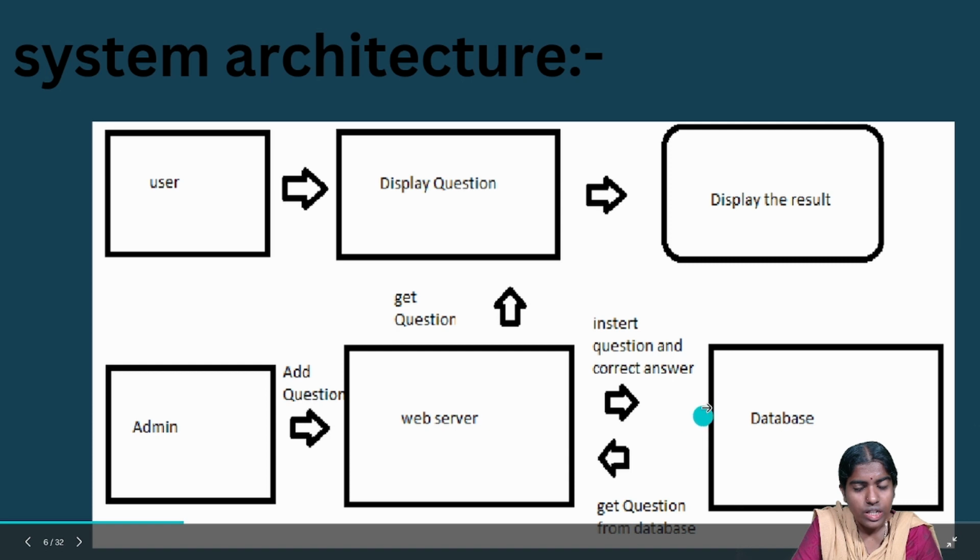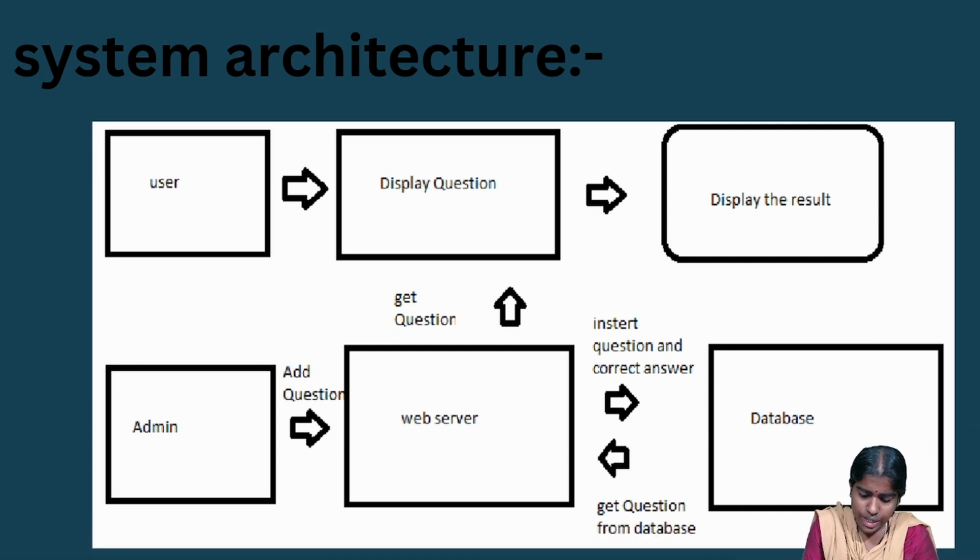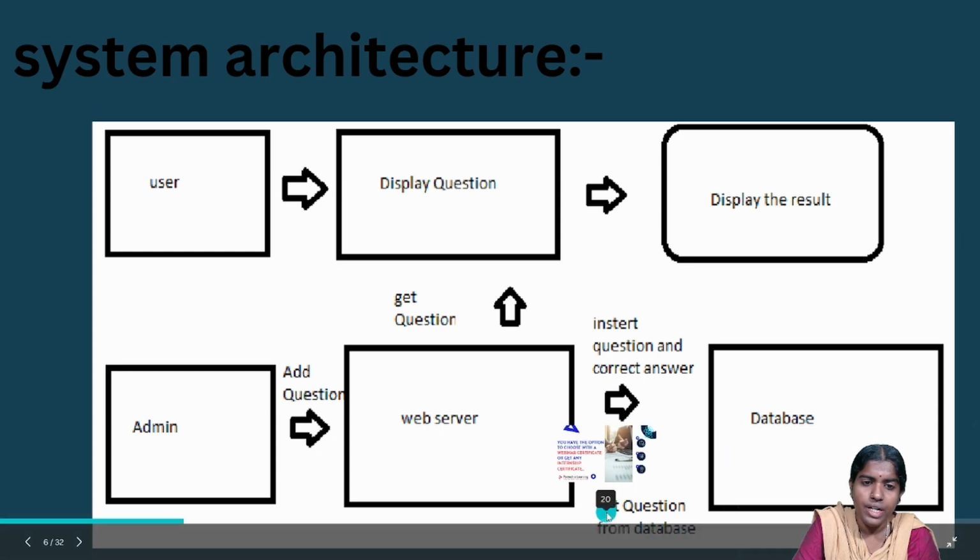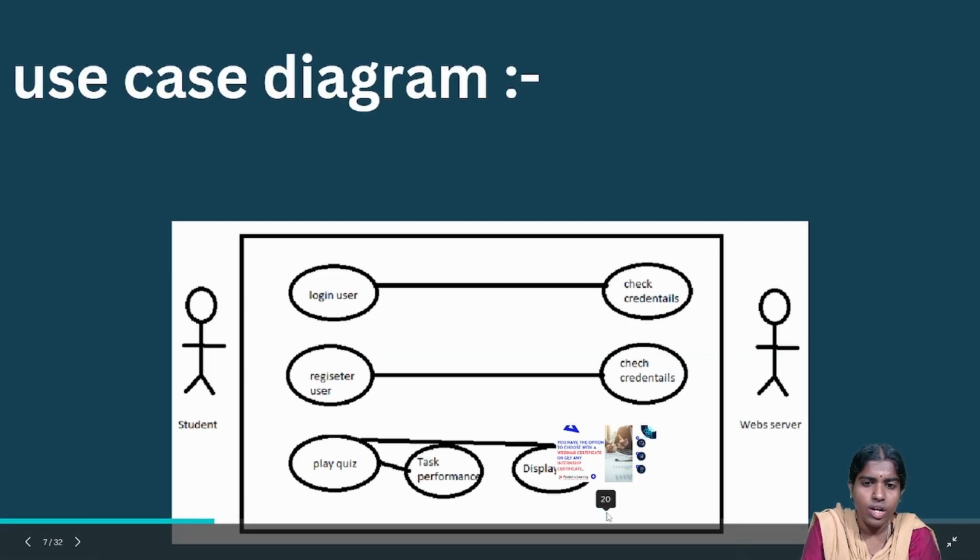Clear with this? So what are the different blocks? This application is developed using React JavaScript. All these are the different blocks present in the system architecture diagram. An admin person can add the questions to the web server and the display question module. I'm going to get the question from the web server. He can insert questions and correct the answers, and get questions from the database. So all these are the different things that are happening here.